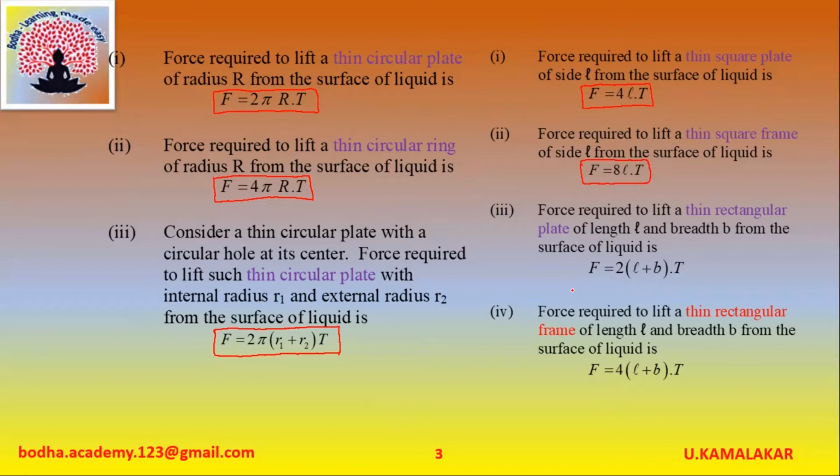Force required to lift a thin rectangular plate of length L and breadth B from the surface of liquid is given as F is equal to 2 into (L plus B) into T. Force required to lift a thin rectangular frame of length L and breadth B from the surface of liquid is given as F is equal to 4 into (L plus B) whole thing into T.